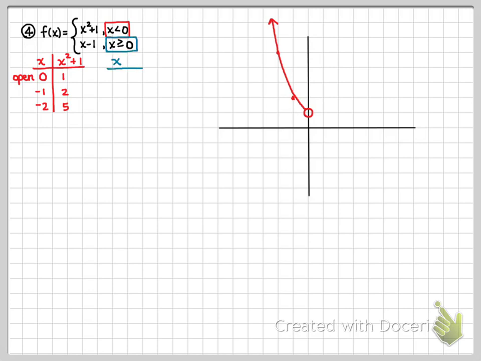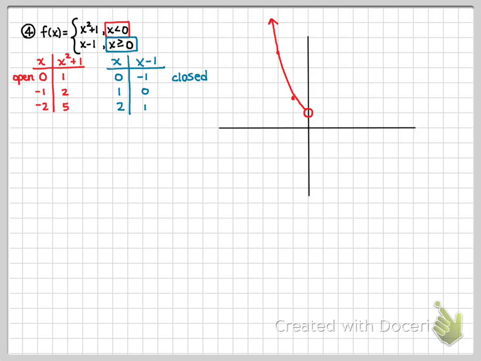I'm going to make a table, I'm going to plug in the boundary point, although this time this is going to be closed because it has the equal to part in the inequality. Now I'm going to obey the restriction. X is greater, so 1 and 2. Plug those in, and then plot those points.